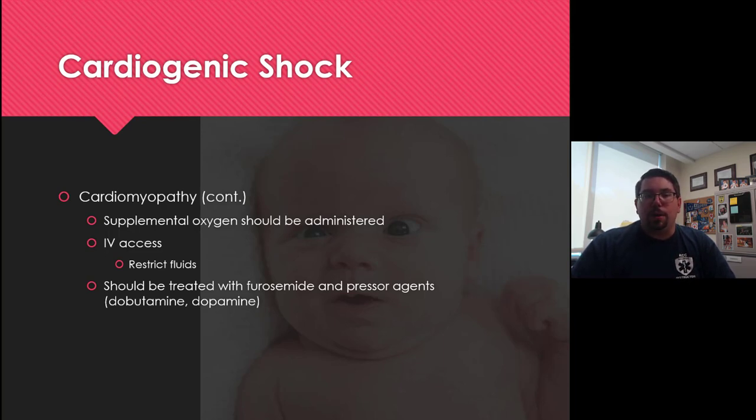Your textbook will talk about the use of Lasix. It's really pretty contraindicated in pediatric patients. Other pressor agents like dopamine, dobutamine, and epinephrine drips may be utilized in order to help increase the chronotropic and inotropic effects of the heart.